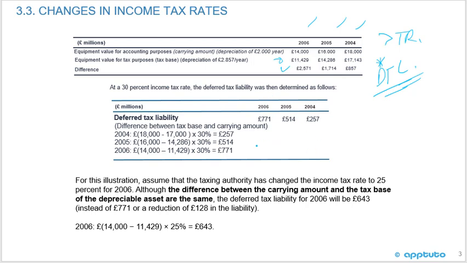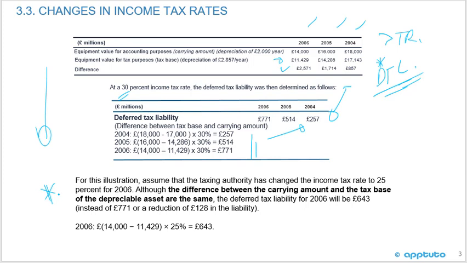So in calculating the deferred tax liability, in this example that we looked at before, it was a 30% tax rate. So we take the difference and we multiply it by the tax rate and we get the deferred tax liability. So there in 2004, the difference was 857 times 0.3. You've got the deferred tax liability. Now, when we change the tax rate, we're using that same example. It may be familiar to you if you've seen that video on that LOS.